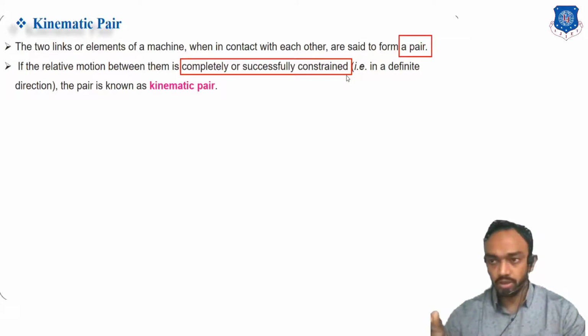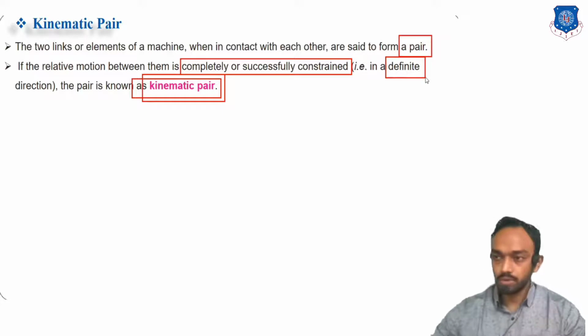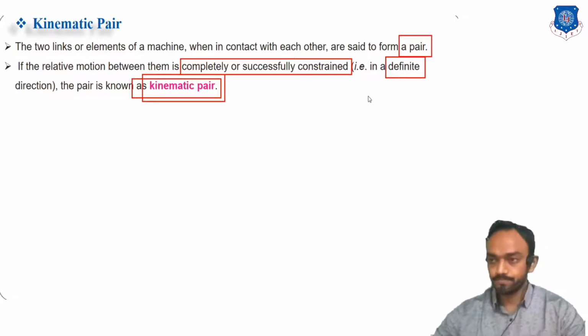What is a successfully constrained motion? If there is a possibility of more than one motion, we apply a force, a spring, or other means to make that motion in only and only one direction. So indirectly, if the possible motion between these two links, between this pair, is in only and only one direction, then it is known as a kinematic pair. Definite direction means only and only one direction.